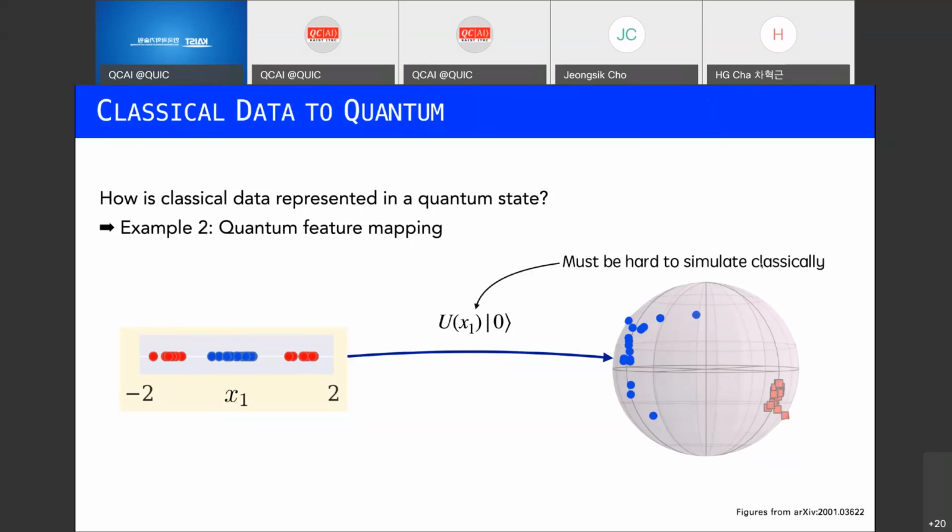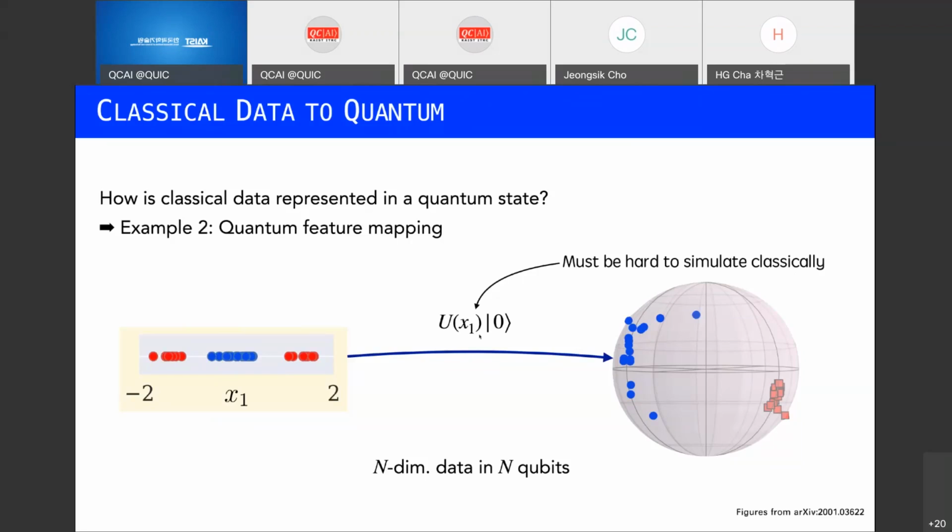Okay, but what's important here is that this unitary transformation has to be hard to simulate classically. Otherwise, you can use a classical computer to do the same task. And also here, the number of qubits scales linearly with the dimension of the data. So these are two popular examples; there are more ways of representing classical data as a quantum state.